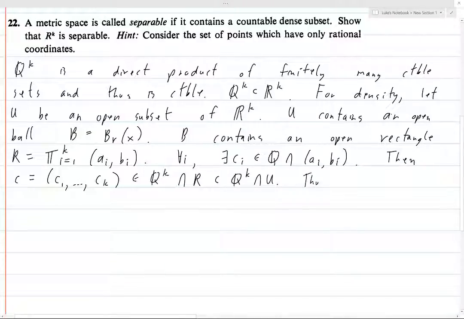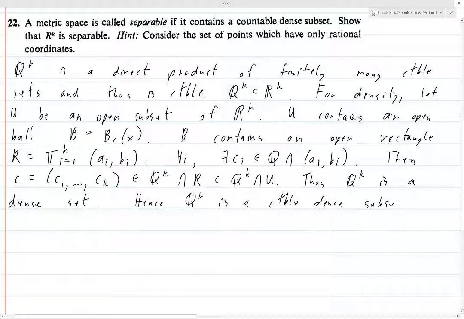So thus Q^k is a dense set, and hence Q^k is a countable dense subset of R^k, which implies that R^k is separable.